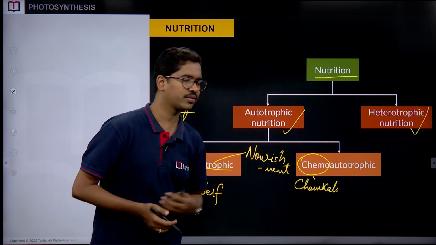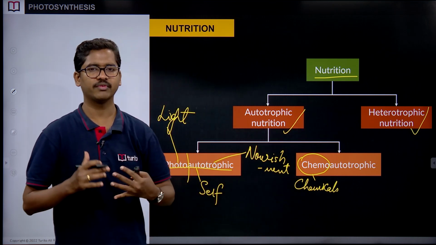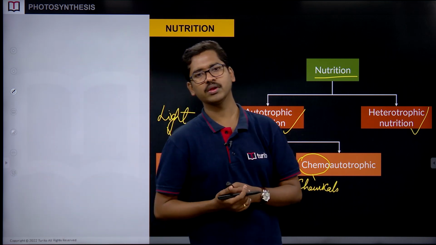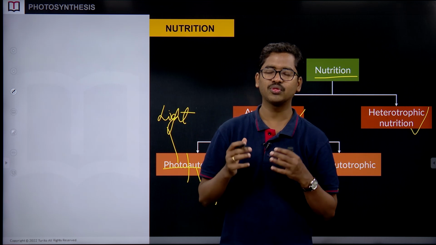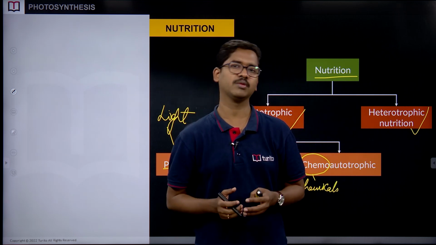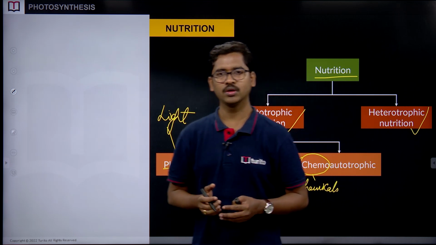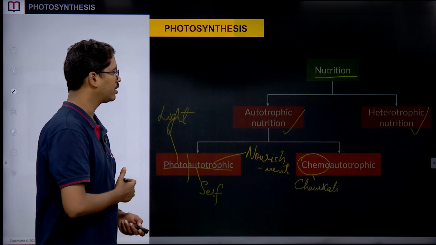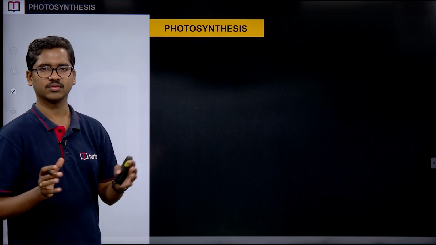Heterotrophic nutrition you know very well: you and me and various other omnivores, carnivores and herbivores come into that picture, where they cannot synthesize their food and they consume the food which is readily available. That is what happens. So, this is the classification we have to understand today. Let us move forward and see photosynthesis.